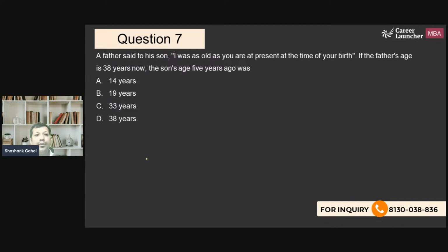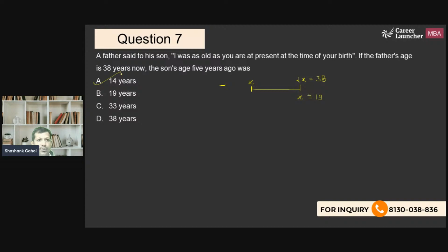अब यहाँ पे ये कह रहा है कि the father is telling that your current age is equal to my age when you were born. ठीक है, मतलब जब वो बच्चा पैदा हुआ तो फादर की एज x है, अभी उस बच्चे की एज x है। सो फादर की एज, current age, that should be 2x, and that is given to us as 38. So it means the child's current age is 19. तो 5 साल पहले की एज क्या होगी, that is option A, 14 years. That's it.